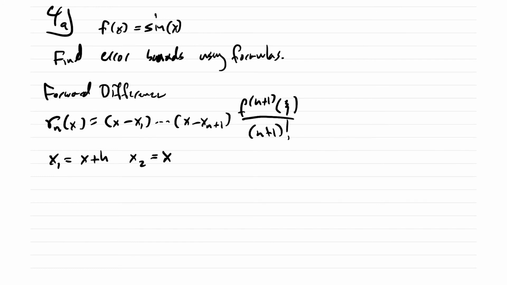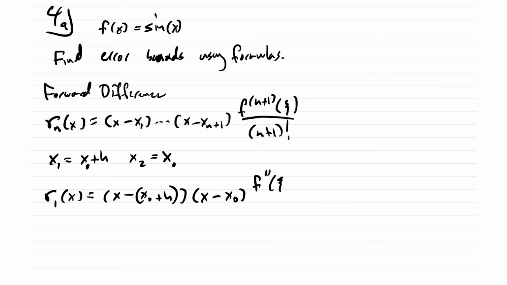Plugging that in, we have R1 of x. I should say x naught, just so we keep track of this. So it's going to be x minus x naught plus h, I didn't want to confuse it with that x, and then x minus x naught. And here we only care about the second derivative, so f double prime at xc divided by 2 factorial.